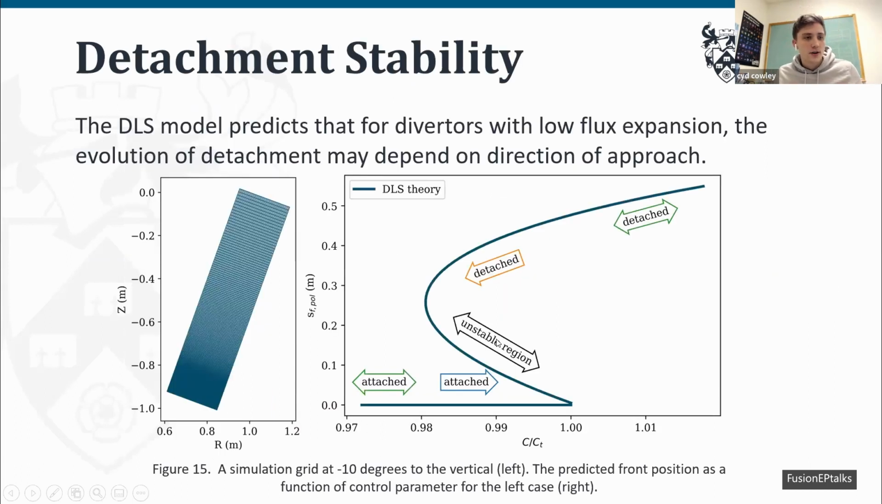One final thing I'd like to talk about when it comes to the work I've done so far is that the DLS model predicts that when we have grids with negative magnetic field gradient, meaning where the target magnetic field is greater than what we have at the X point, so in a grid like this, which is an inner leg rather than an outer leg, so it extends this way rather than that way, if you see what I mean. In these grids, we should actually get different detached solutions depending on whether we increase our control parameter or decrease it. So if we start attached and increase our impurity injection, we should get different solutions than if we start very detached and start decreasing our impurity injection.